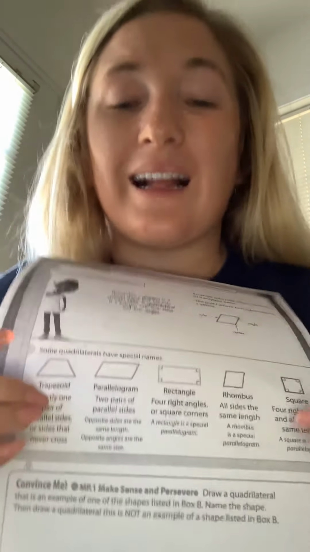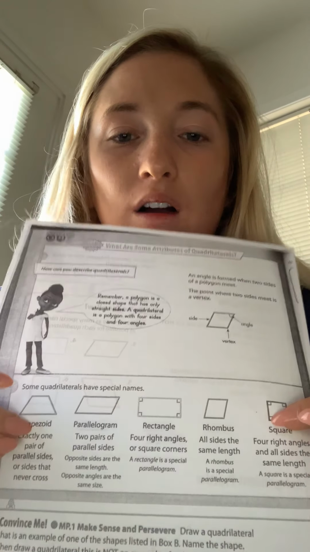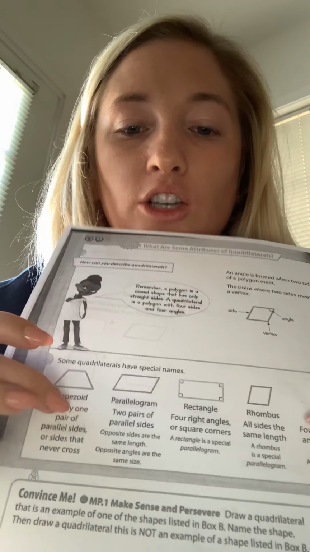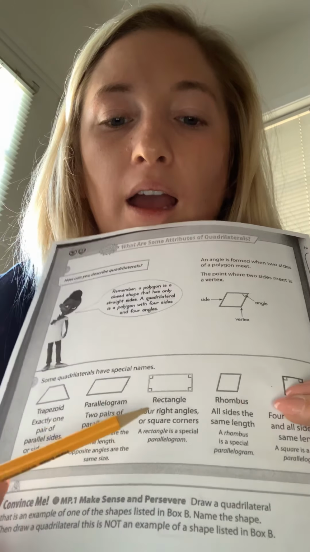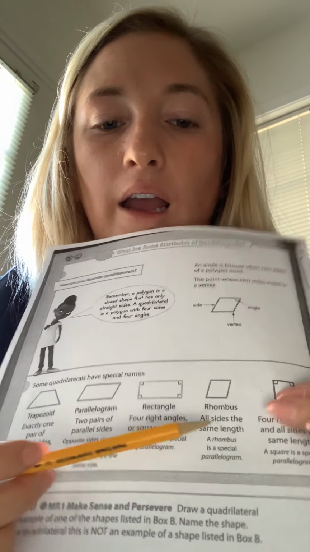Okay, now if we look down here, the next section, that's going to list the types of quadrilaterals, which is just going to be a trapezoid, a parallelogram, a rectangle, a rhombus, and a square. Okay, that's your notes for today.